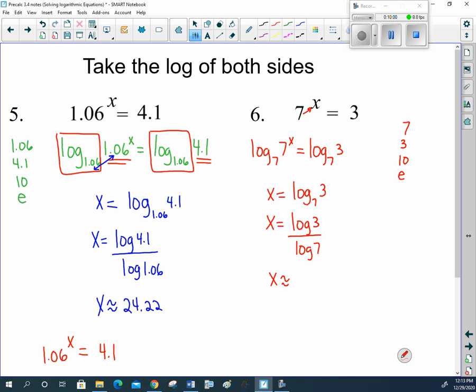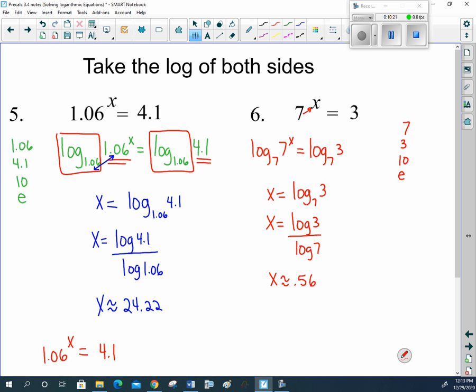Log 10 of 3, so the base is 10. So 3 divided by log 7, and we end up with about 0.56.